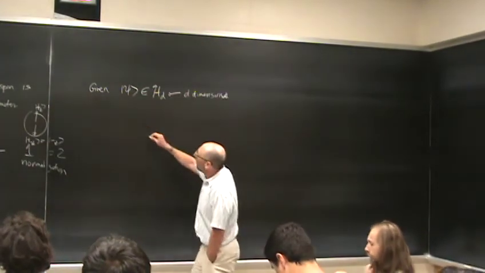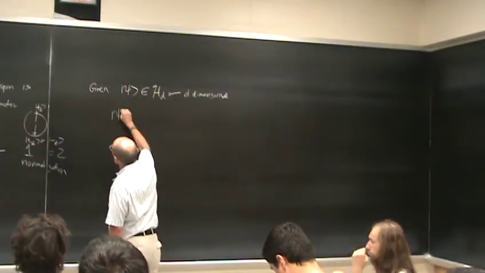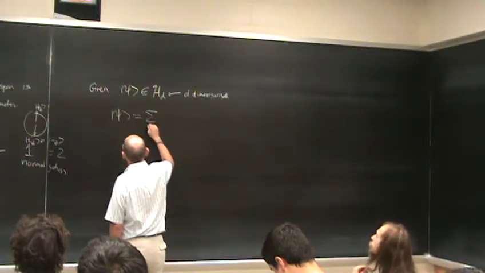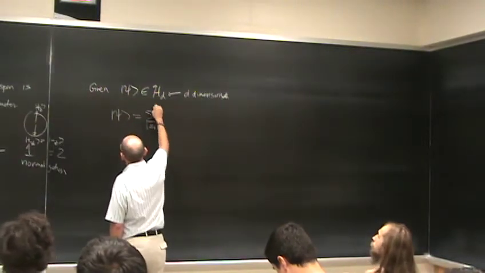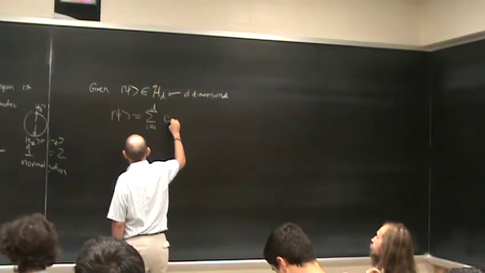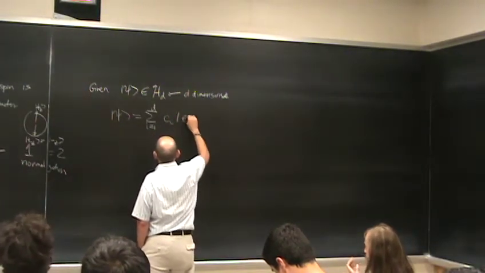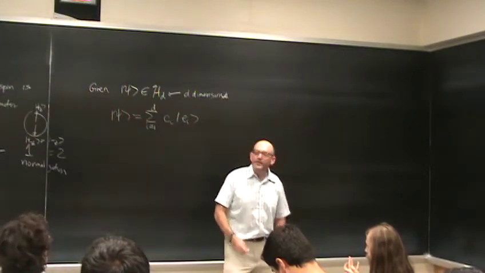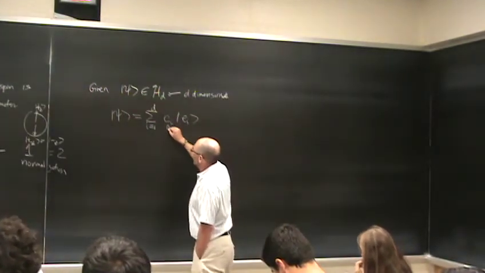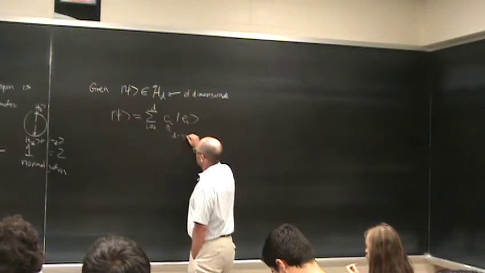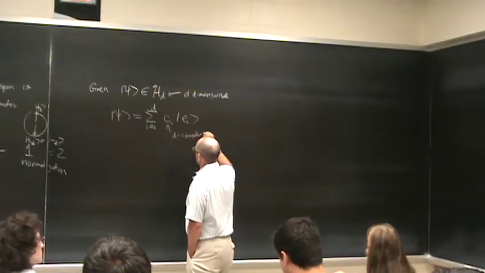So generally, we might say the state is expanded in a basis, right? So let's just think about it. I have D basis vectors, and I have D complex amplitudes.